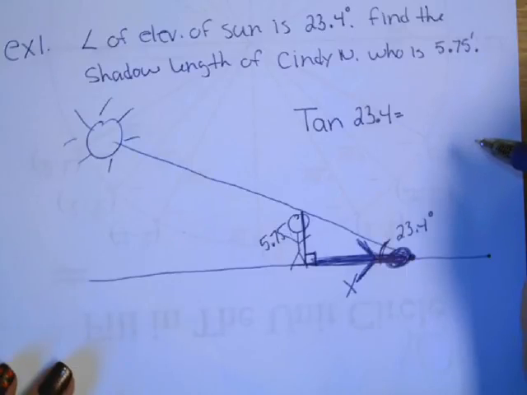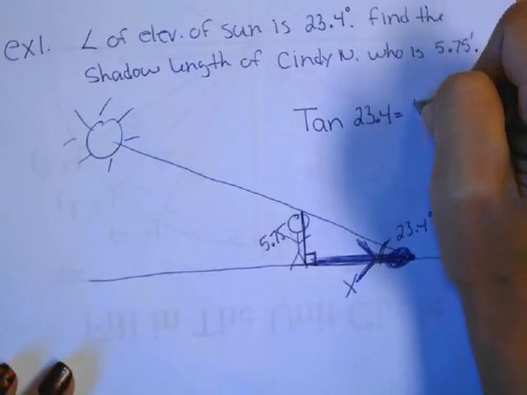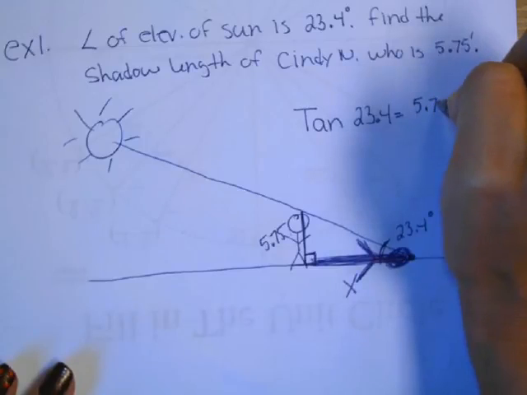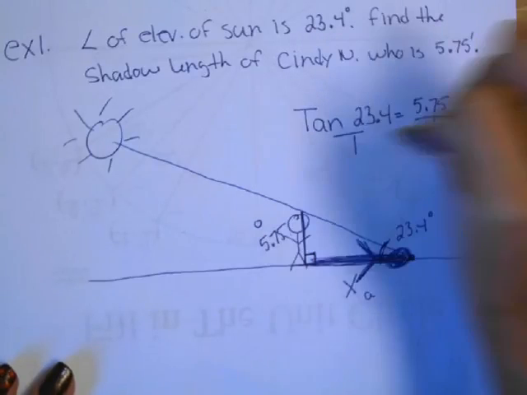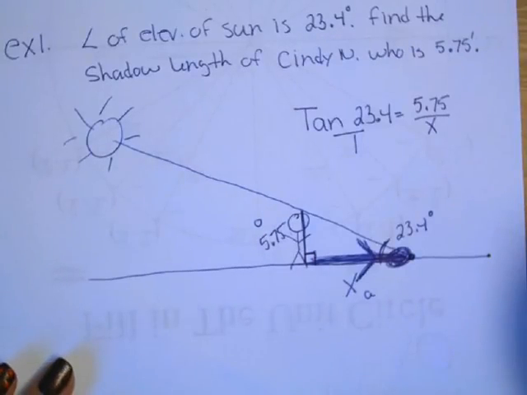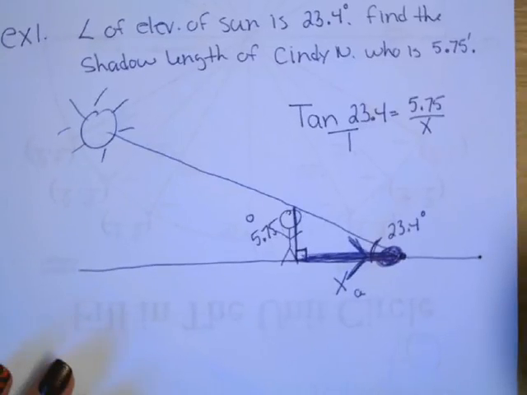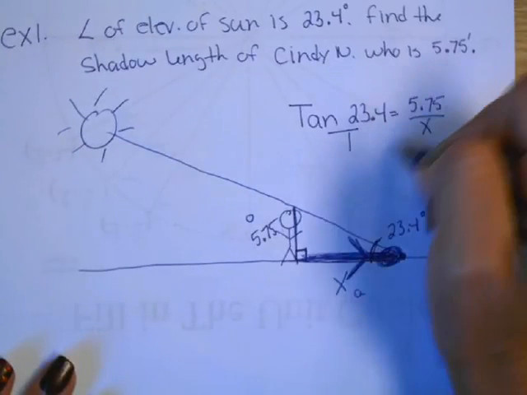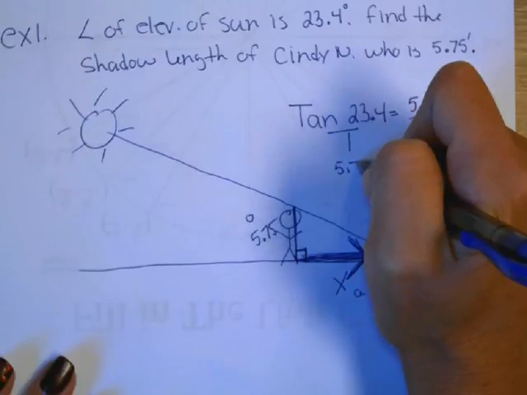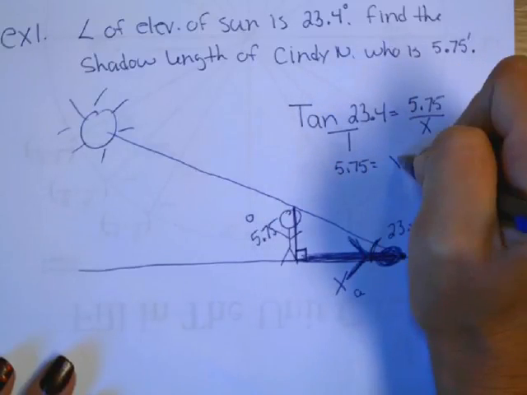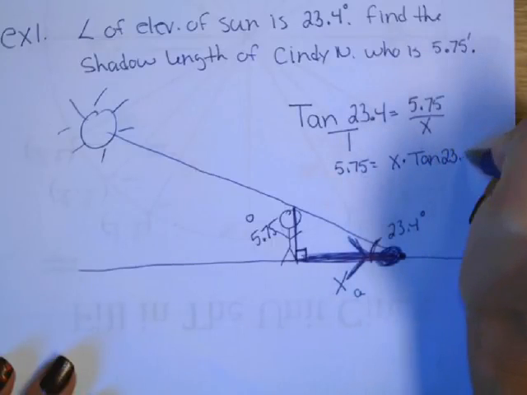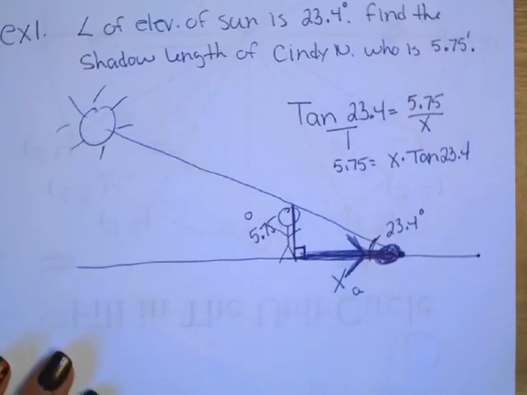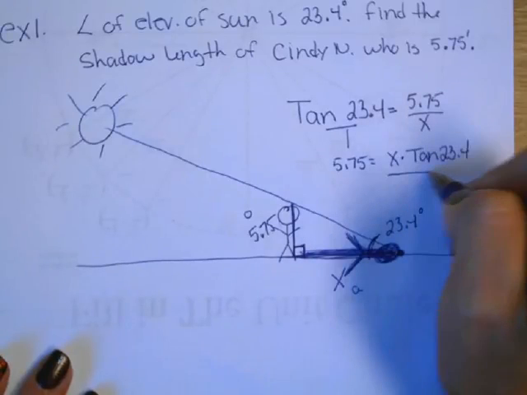What should the ratio be? 5.75. Yes, opposite on the top over the adjacent. If you need to label it, opposite and adjacent. Put a 1 under here so I can see what's getting multiplied. And now it's cross products. So 5.75 is getting multiplied by 1. Divide by the tan of 23.4.